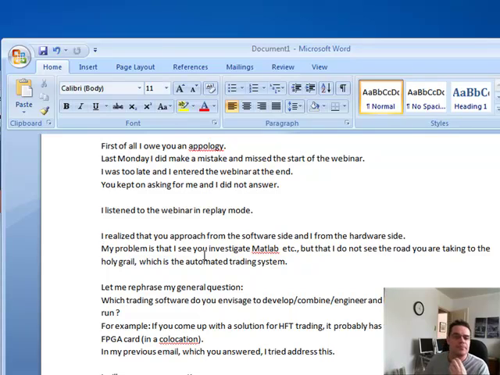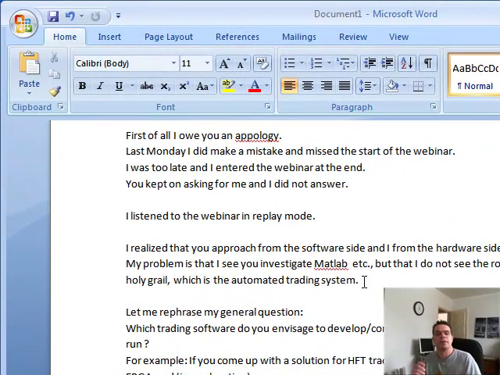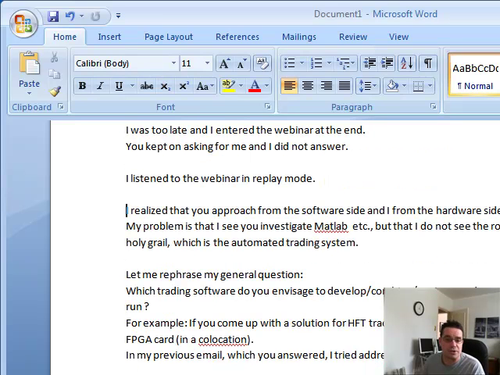My problem is that I see you investigate MATLAB, etc., but I do not see the road you're taking to the Holy Grail, which is an automated trading system. So let me rephrase my general question. Which trading software do you envision to develop, combine, engineer, and on which hardware will it run? For example, if you come up with a solution for HFT trading, it probably has to run on a server with an FPGA card in co-location.